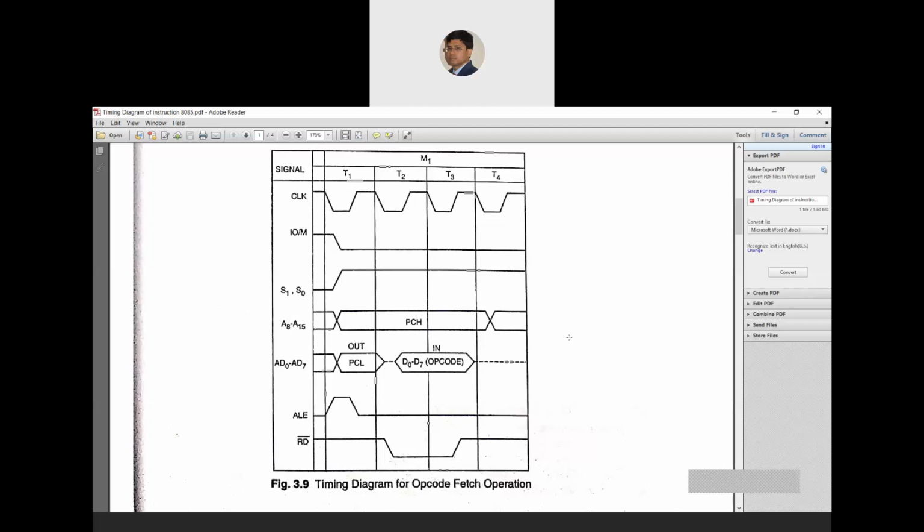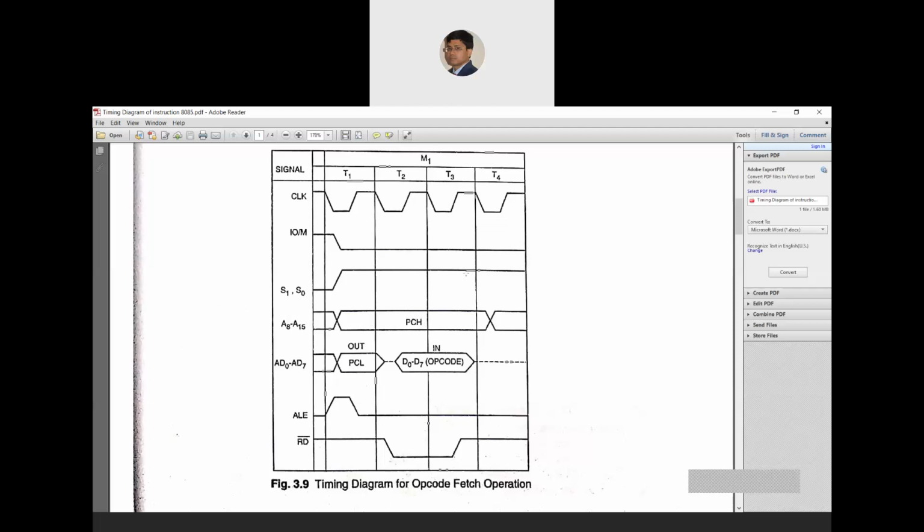throughout this opcode fetch operation, your A8 to A15 bus will contain the PCH value. When it is changing, at the end of the T4 state, here it is changing. This is for PCH.